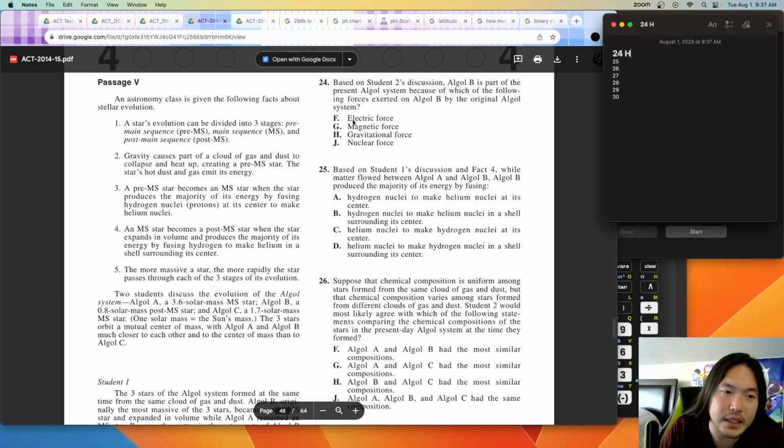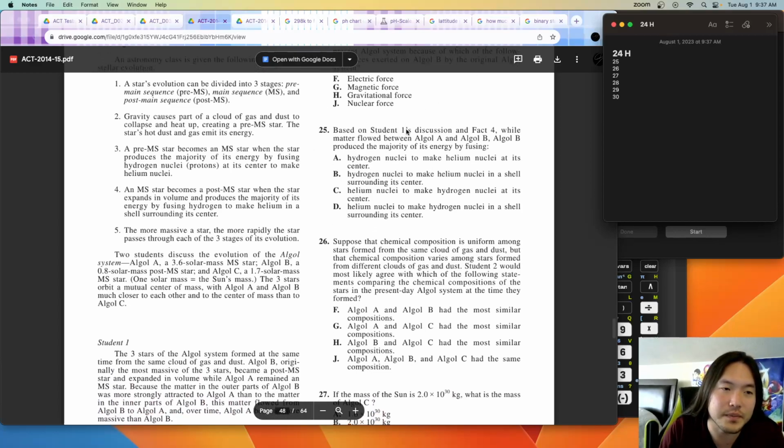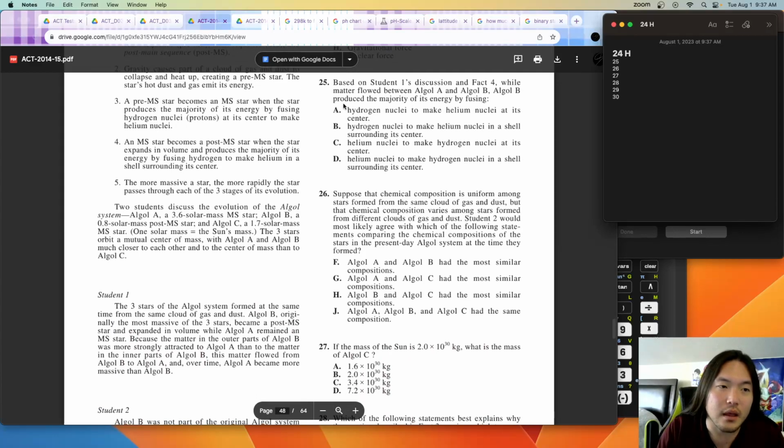Like definitely. It's not magnets. It's not electricity. Nuclear force, no. It's definitely gravity. 25, based on student one's discussion and fact 4 is this one. MS star becomes a post-MS star when the star expands in volume and produces the majority of its energy by fusing hydrogen to make helium in the shell surrounding its center.